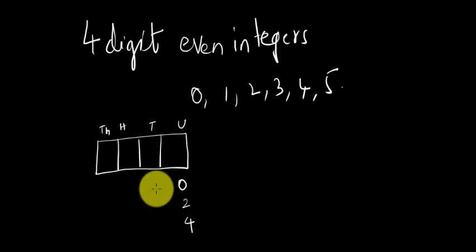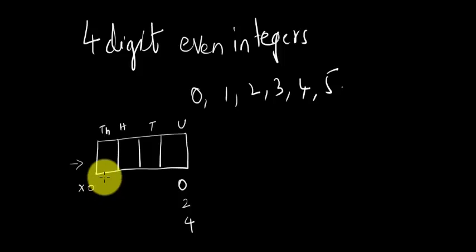Okay, so what about the tens place? So the tens place can have anything, right? That's not a problem. And the hundreds place can have anything. But what about the thousands place? The thousands place cannot have a 0 in it. Getting me? Because if I put a 0 here, it becomes a 3-digit number, right?